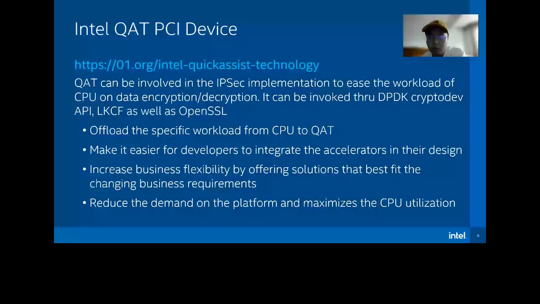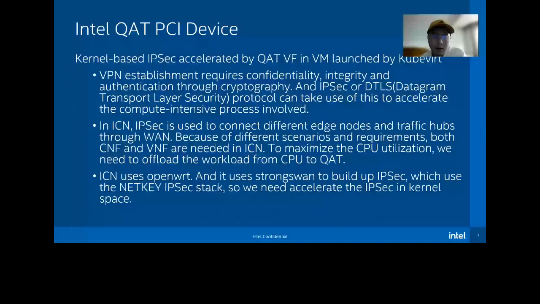Why do we use it in SD-WAN? Because in SD-WAN, we need to build a kernel-based IPsec acceleration by QAT VF in a container in a VM. The VM is launched by KubeVirt. And the VPN establishes the required confidentiality, integrity, and authentication through cryptography. So the QAT can accelerate this workload.